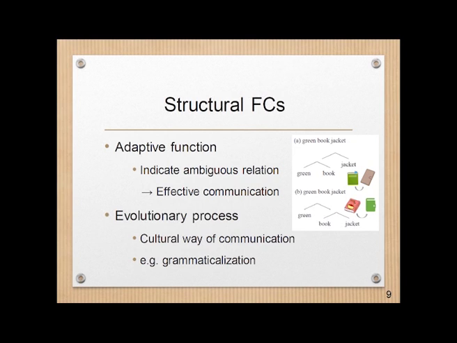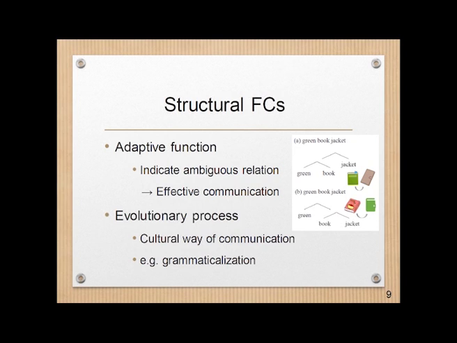You can see this in these structures in the slide. There are two structures of different meanings. One is the book is green and another is the jacket is green. However, these structures have the same linear order when they are pronounced, and here the ambiguity will occur.